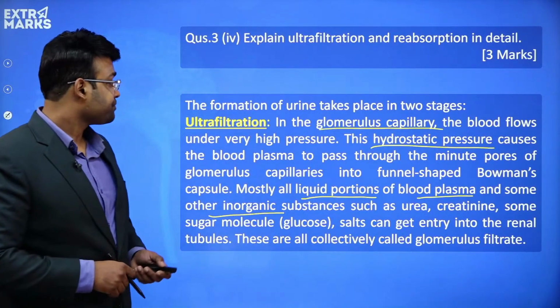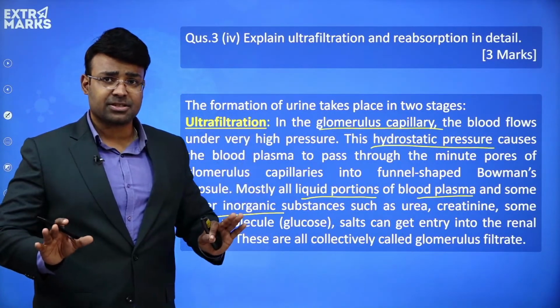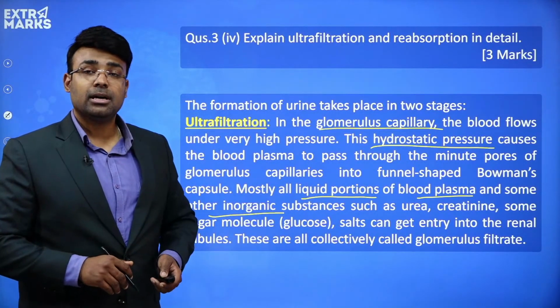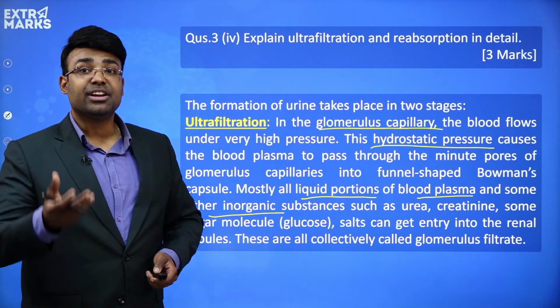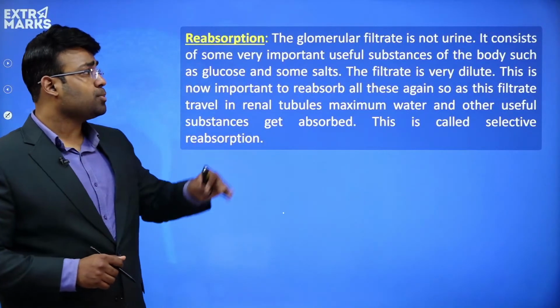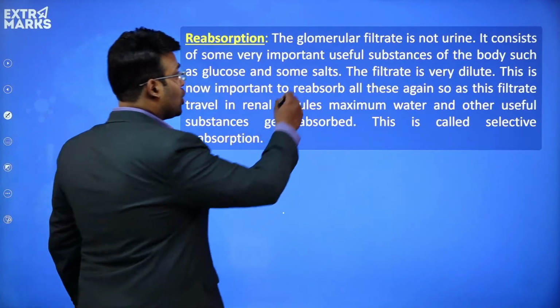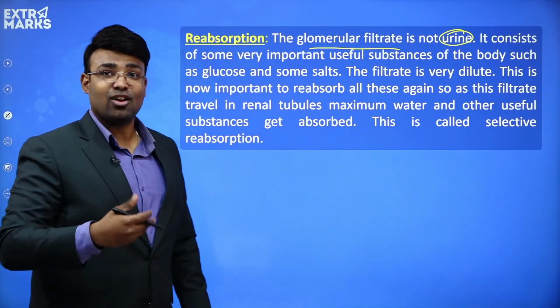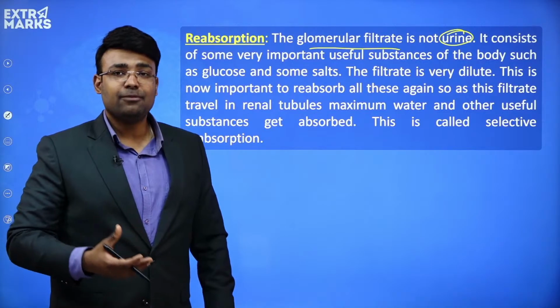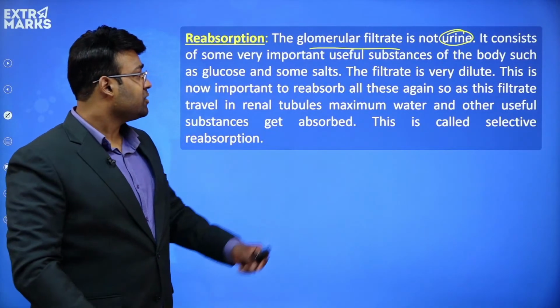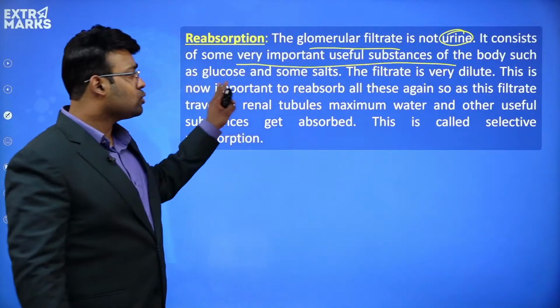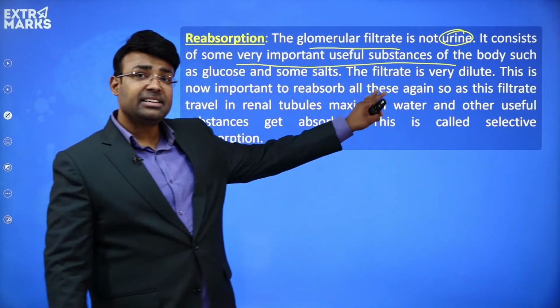Alright, okay. So ultrafiltration we have discussed, and here we have filtered out a lot of things except the blood. Now it's time for reabsorption. So in the reabsorption, what is happening? See, the glomerular filtrate is not urine. We know there are lots of other things as well. So we have to filter the urine only. It consists of some very important useful substances like glucose and some salt. So the filtrate is very dilute.